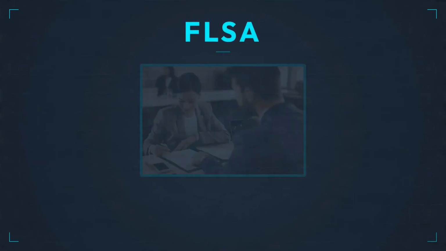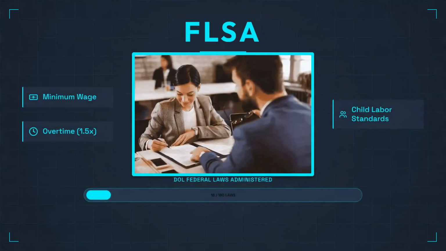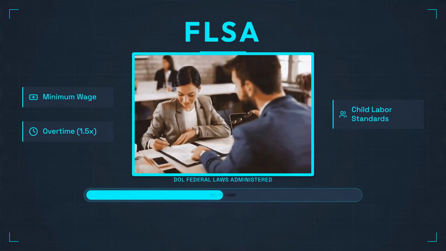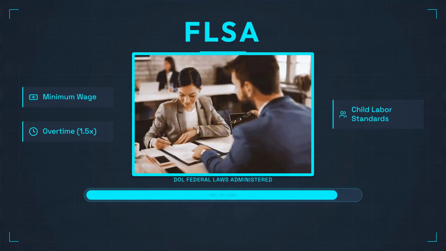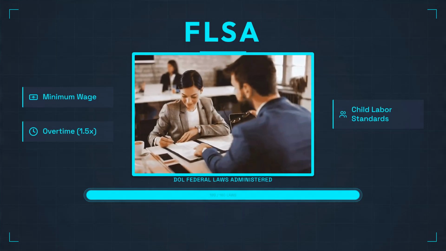The Fair Labor Standards Act, or FLSA, establishes the federal minimum wage and mandates overtime pay of 1.5 times the regular rate for non-exempt employees working over 40 hours. Precision in job classification here is vital to avoid costly litigation. The DOL administers over 180 federal laws. For us at ABIEdu Academy, the focus is often on wage and hour regulation. Remember, mislabeling an employee as exempt just to avoid overtime pay is one of the most frequent sources of legal disputes in the corporate world.